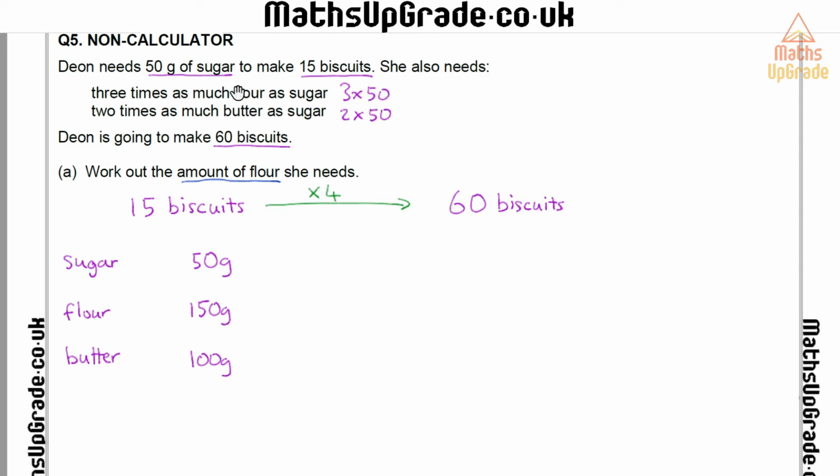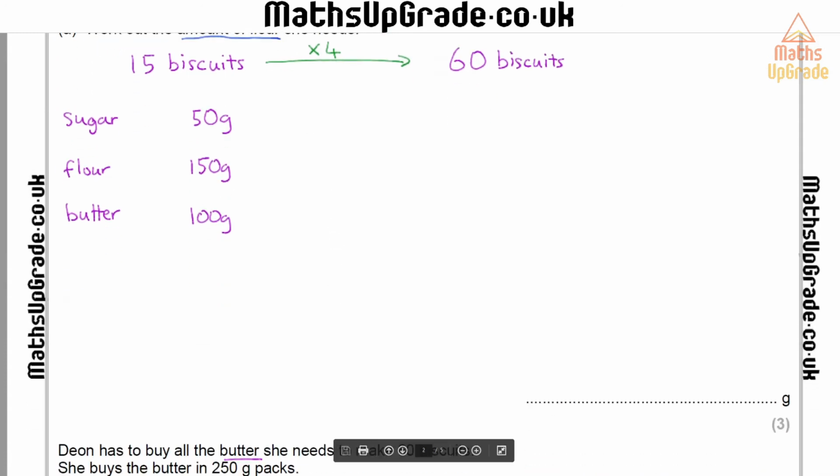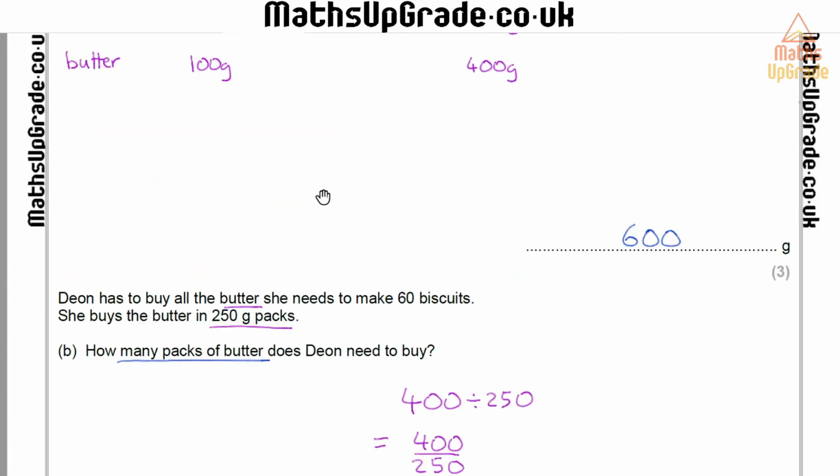would need. If she needs 50 grams of sugar, 3 times 50 would give me 150 grams of flour, and 2 times 50 would give me 100 grams of butter. So here I've written 15 biscuits and the ingredients that she needs. I need to get to 60 biscuits. Since 60 divided by 15 is 4, I need to multiply everything here by 4. So flour would be 150 times 4, which gives me 600 grams, and that's 3 marks.